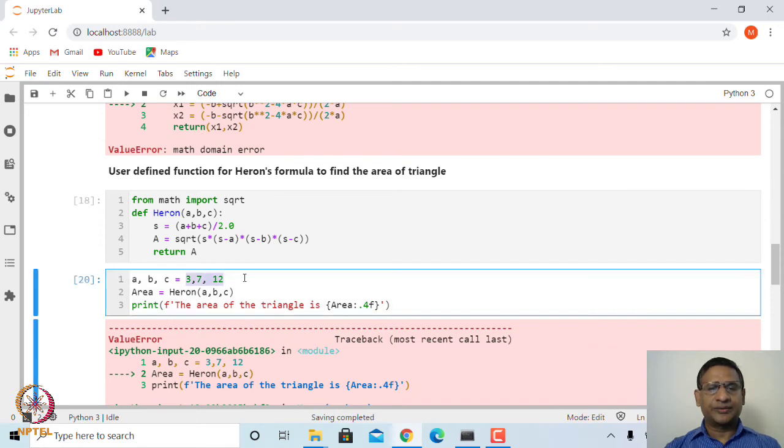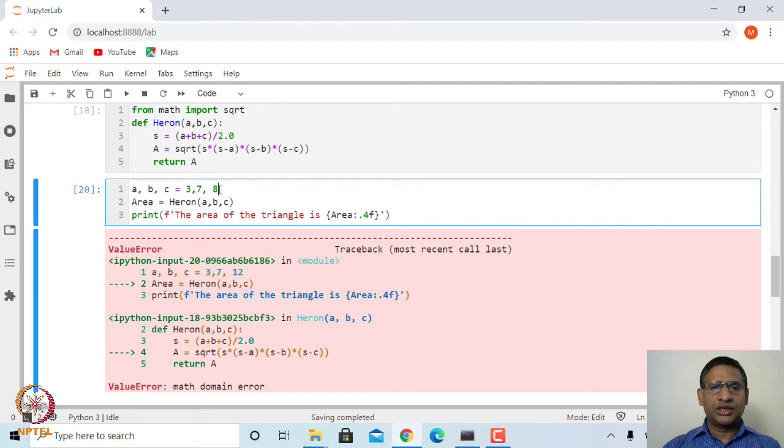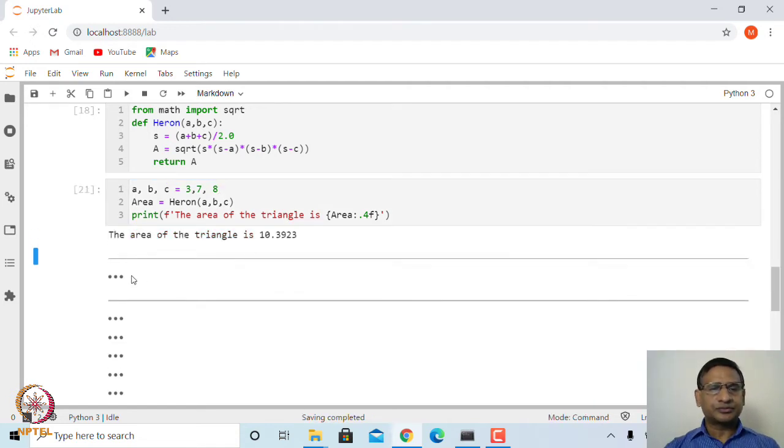Okay. Suppose what if I give for example 3, 7 and let us say 12, then because this does not form a triangle, right. We know that 3 sides will form a triangle and the property should be sum of any 2 sides should be bigger than third side, which is not the case in this. So, again it is giving you math domain error, that is because this does not form a triangle and one of these things in s minus a, s minus b, for in this case for example s minus c will become negative, and that is why you are getting domain error. So, let us put this back to here 8. Okay, right.